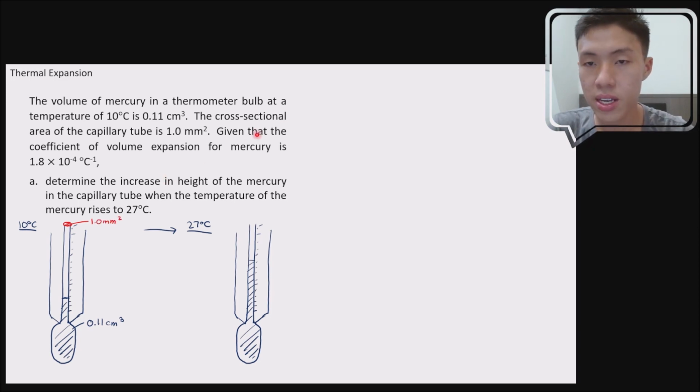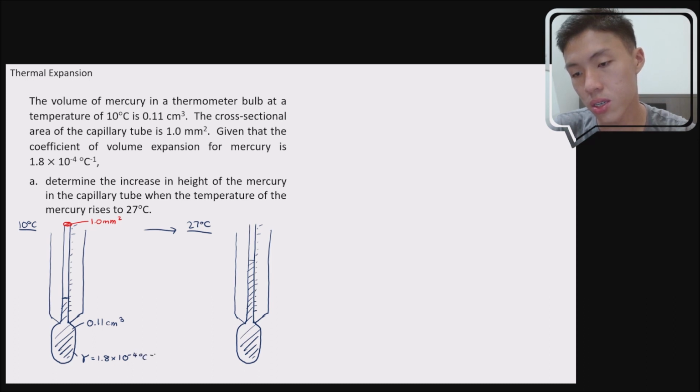Given that the coefficient of volume expansion for mercury is 1.8 times 10 to the power negative 4 per degree Celsius, if you check for this mercury what is its gamma, you can find that gamma equals 1.8 times 10 to the power negative 4 per degree Celsius. Determine the increase in height of the mercury in the capillary tube when the temperature of the mercury rises to 27 degrees Celsius.